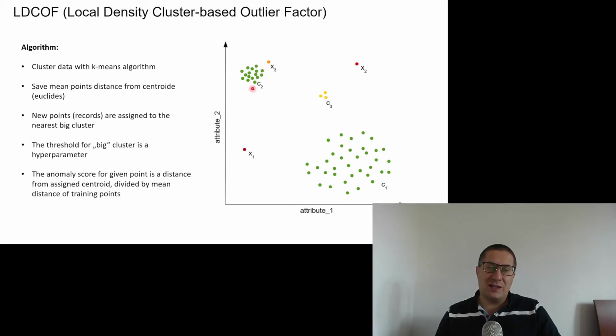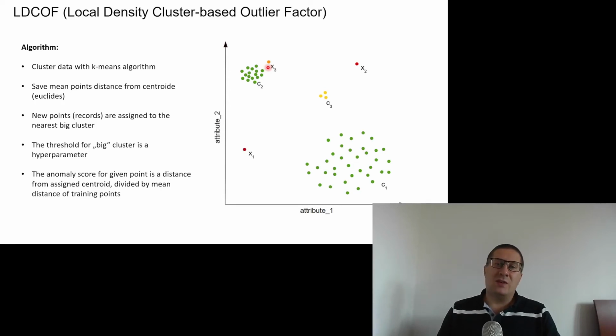So we are comparing the density around this point and around its neighbors. So we take into account the local neighborhood of this point. Keeping this in mind, then we can say it's an anomaly. And so this algorithm, this LDCOF algorithm, takes this into consideration.